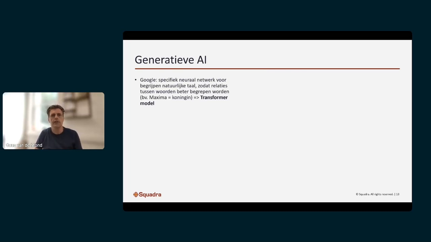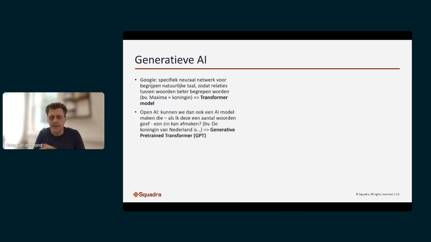Well, I took the example here of combining data and also mapping the relationship between those words. For example, if I say Maxima, then most people also think, well, that is the Queen of the Netherlands. So establishing that relationship, for example, well, what do they call it? The transformer model? Well, never mind.